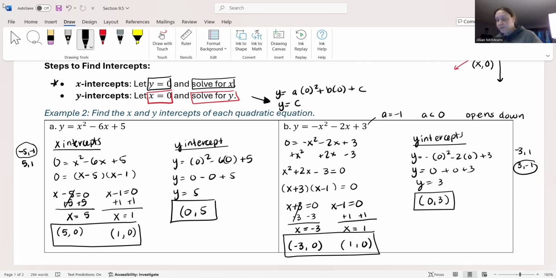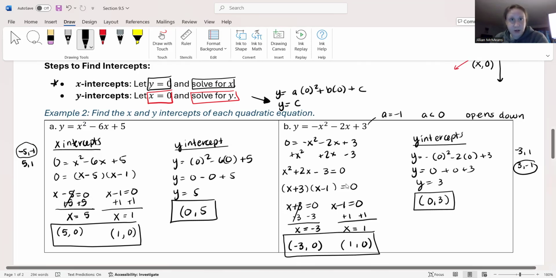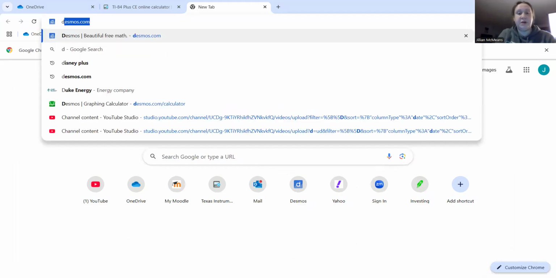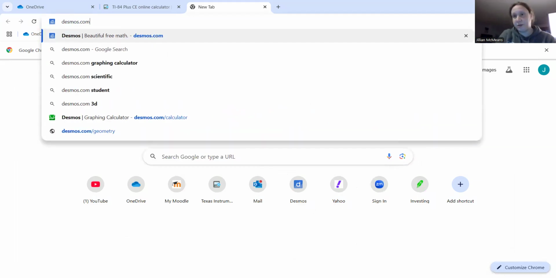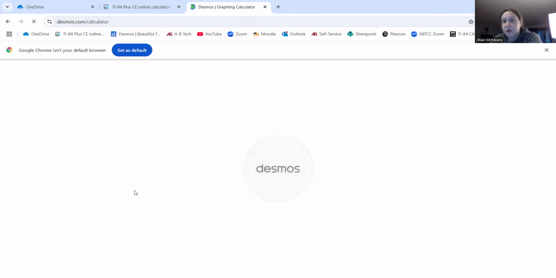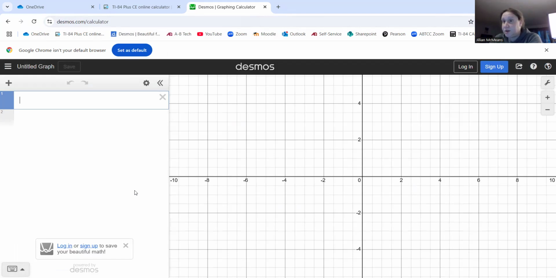Now, just for fun, let's take a moment and go to Desmos. Let me stop share. We're going to go here. But for this one, remember, desmos.com. We've talked about this a few times. When you go to desmos.com, you want to open the graphing calculator, and let's just look at these two equations to see if our x and y intercepts match.